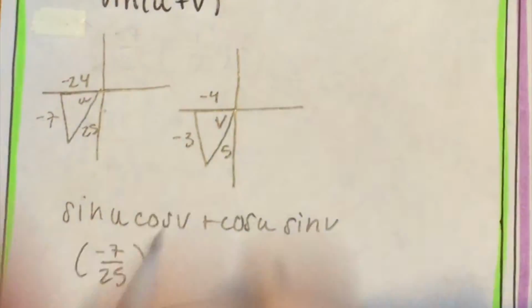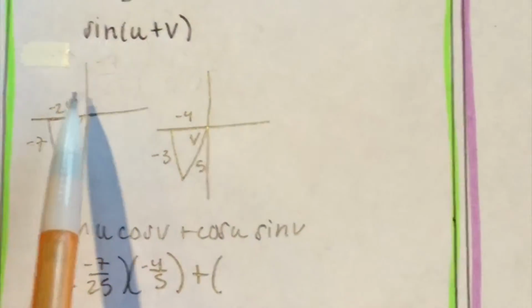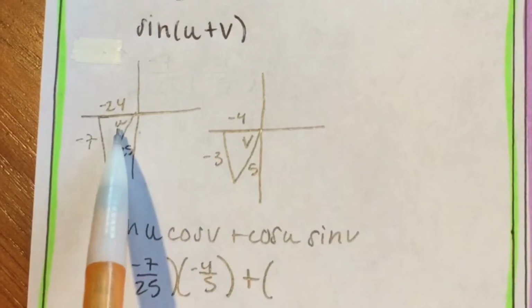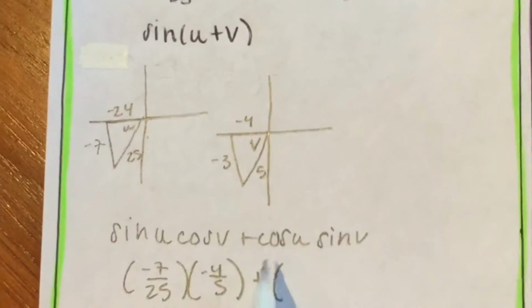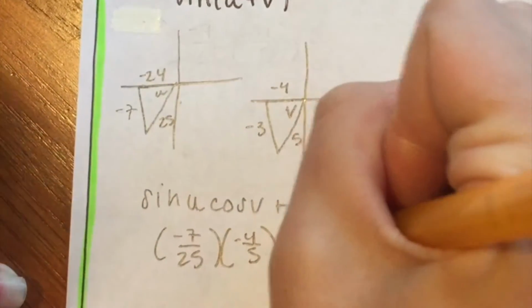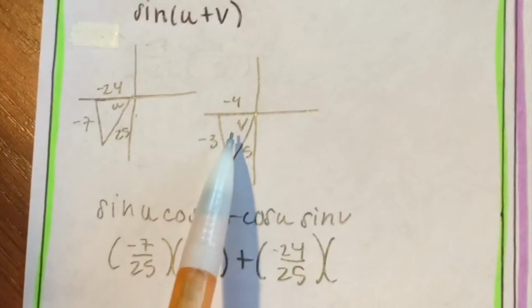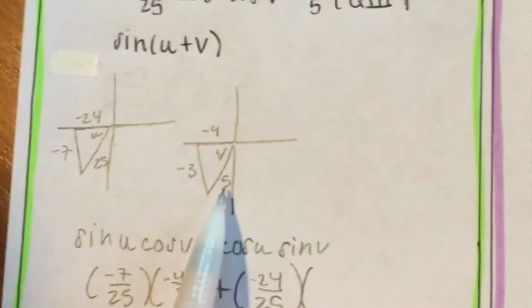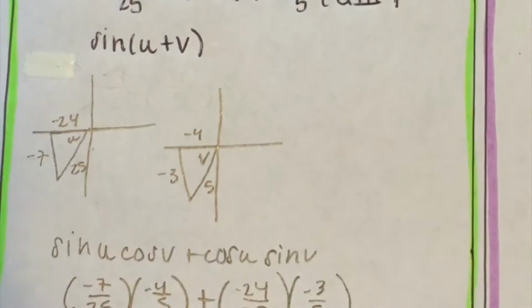We already know sine u because it's given to us in the problem, so all we have to do is write negative 7 over 25 times cosine v, which is already in the problem, so it's negative 4 over 5, plus cosine u, which we can then get from our triangles that we drew here. So here's our u triangle, and we know that cosine is adjacent over hypotenuse, so that the cosine u is negative 24 over 25, and that sine of v we get from this triangle, so it's opposite over hypotenuse, which is negative 3 over 5.